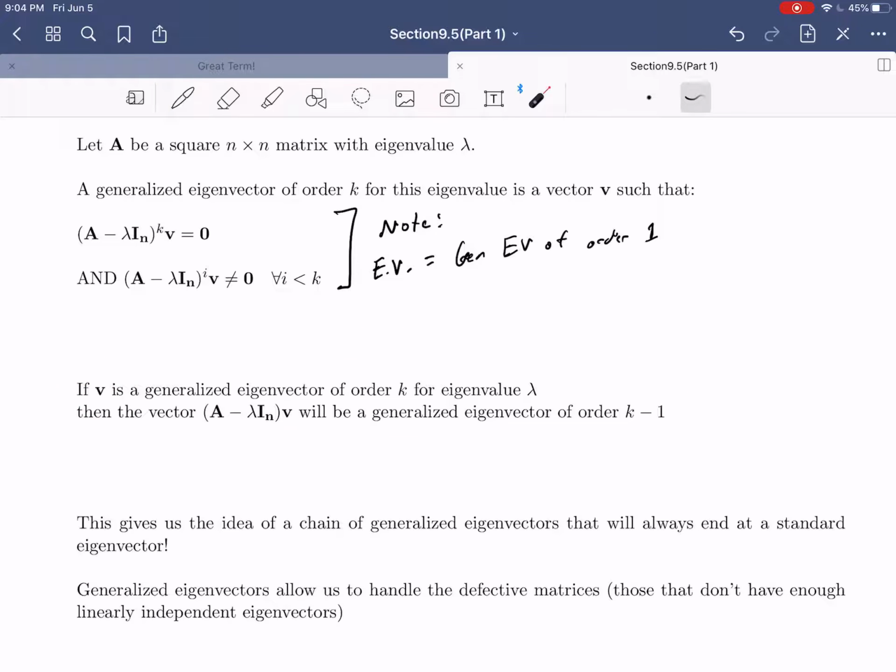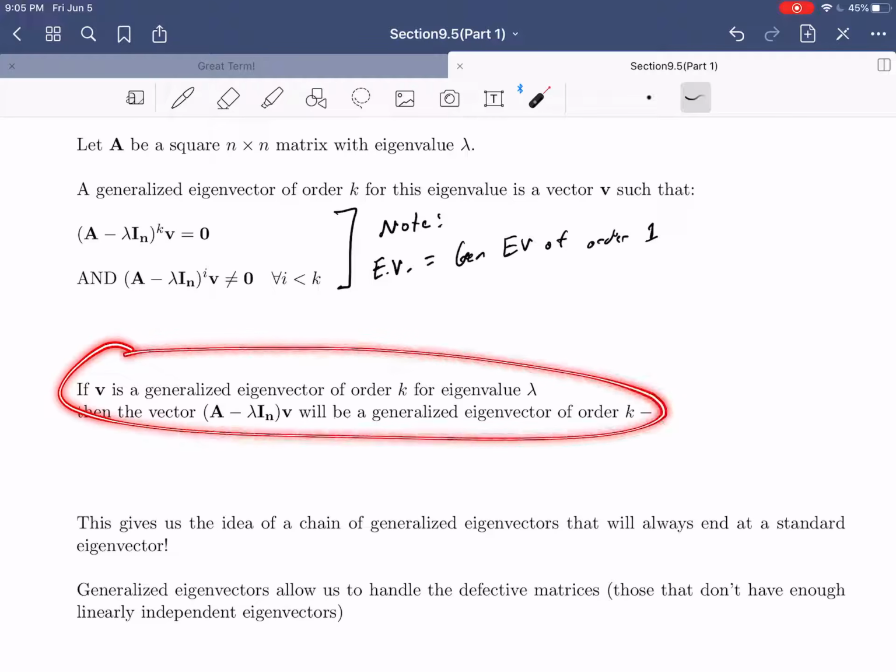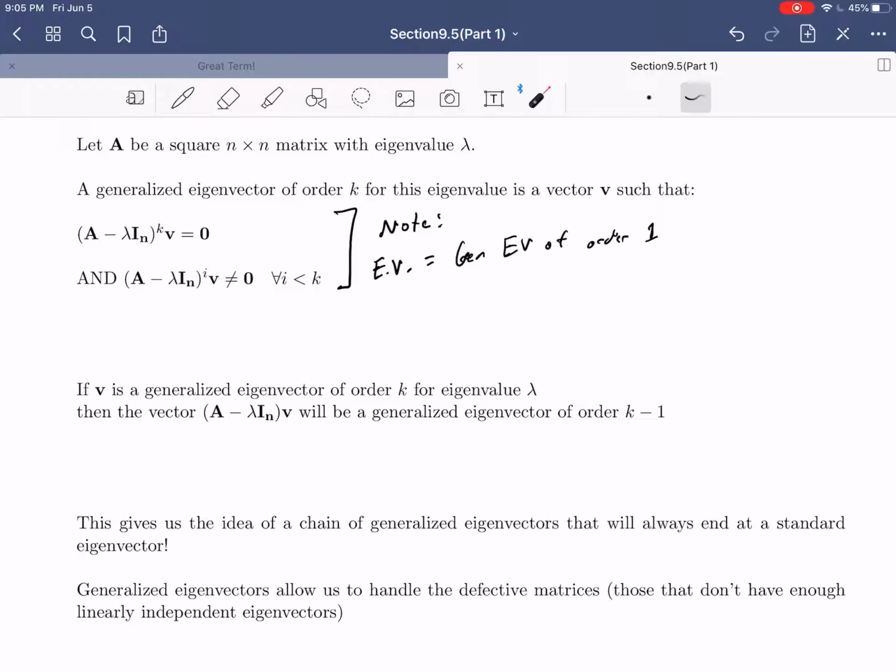If v is a generalized eigenvector of order k for eigenvalue lambda, then the vector created by doing a single multiplication of (A - λI) times v will be a generalized eigenvector of order k minus 1. So in other words, of order 1 less than the original generalized eigenvector. And this statement here might seem sort of mysterious, but it actually is pretty clear right off the bat, right?